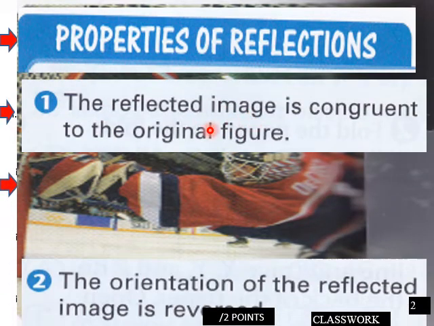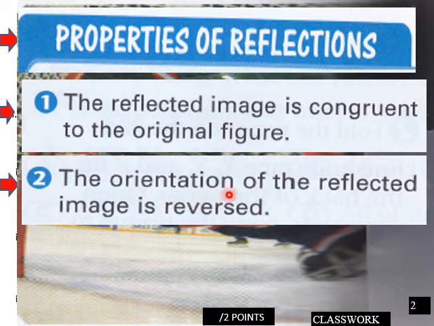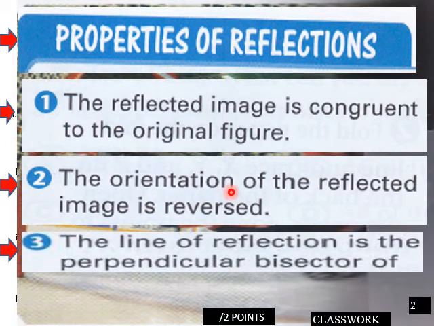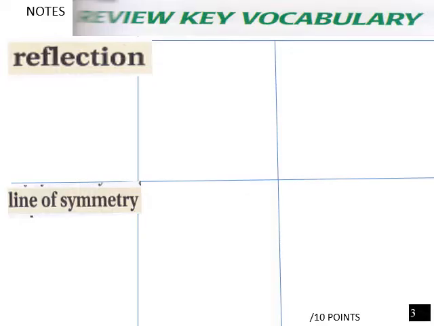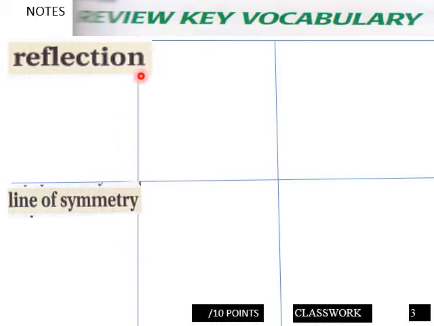Okay. Properties of reflection. The reflected image is congruent to the original figure. The orientation of the reflected image is reversed. The line of reflection is the perpendicular bisector of the segments joining the corresponding points. So students, in your own words, define reflection and then line of symmetry. Go back into your class worksheet that you took notes with to define these. That might help.